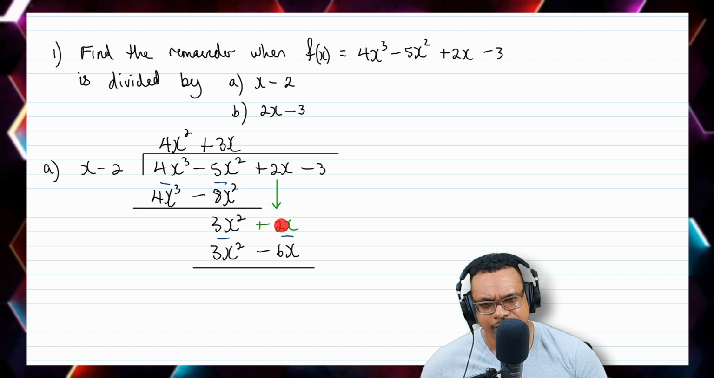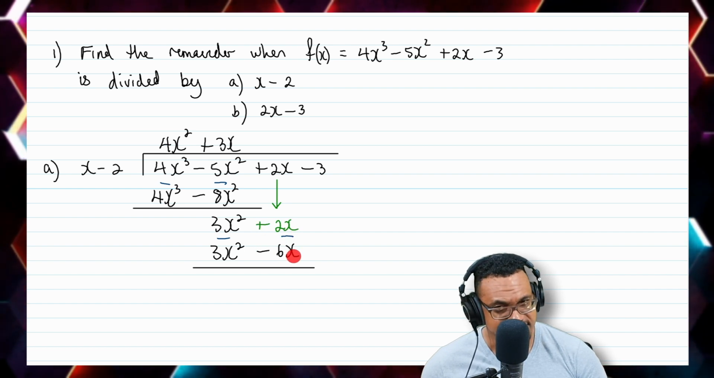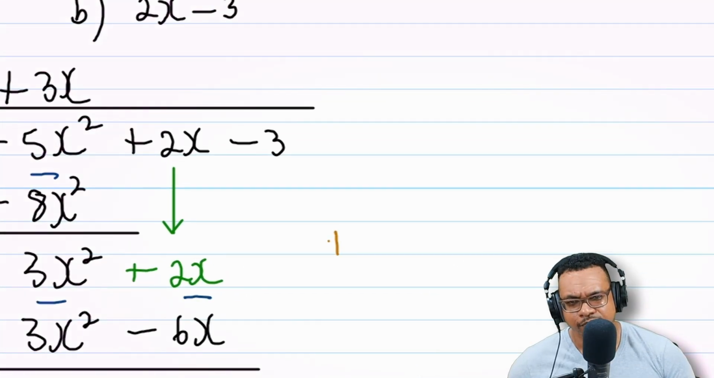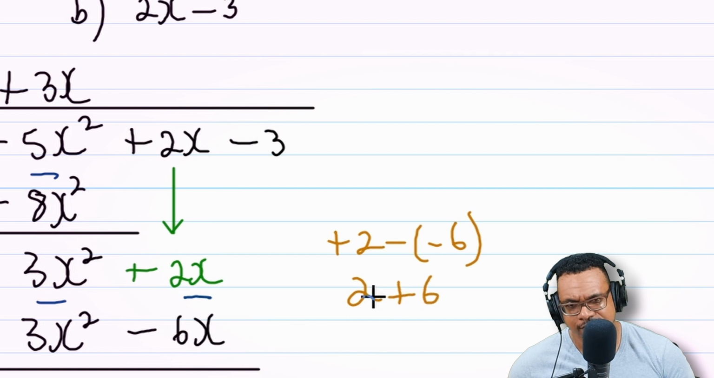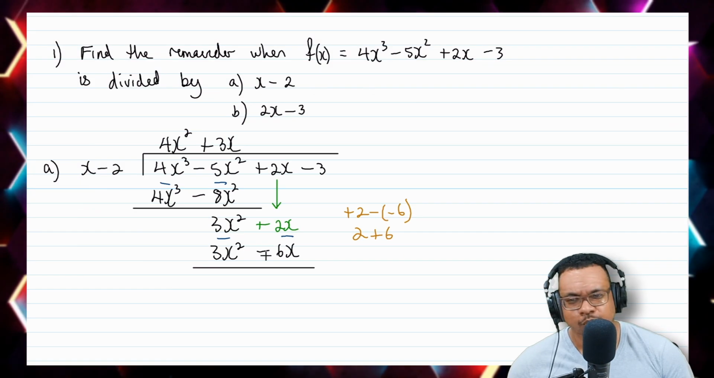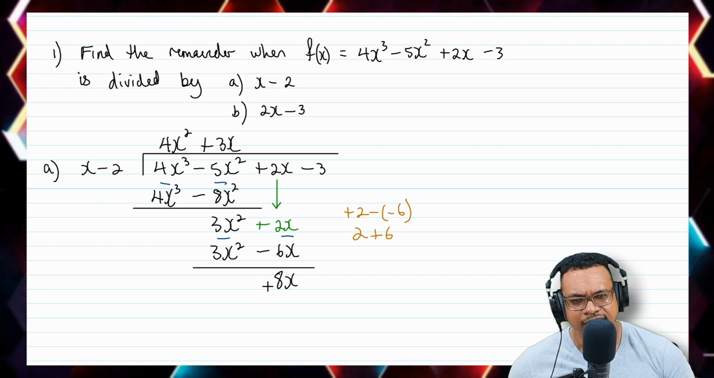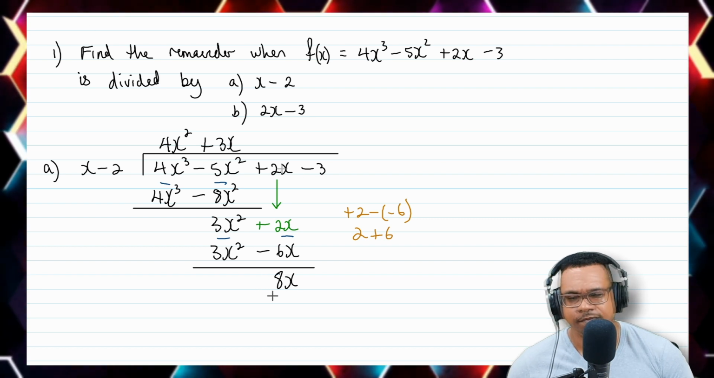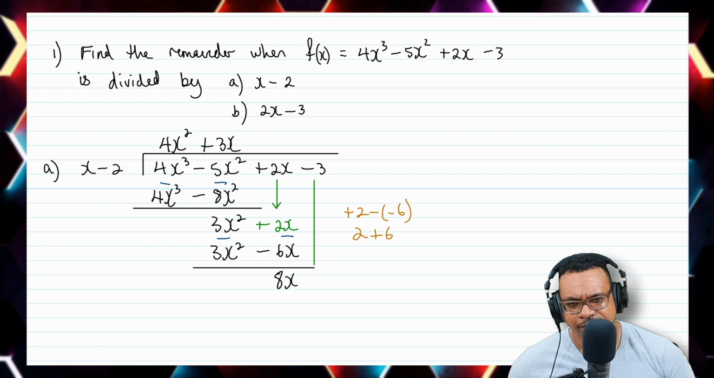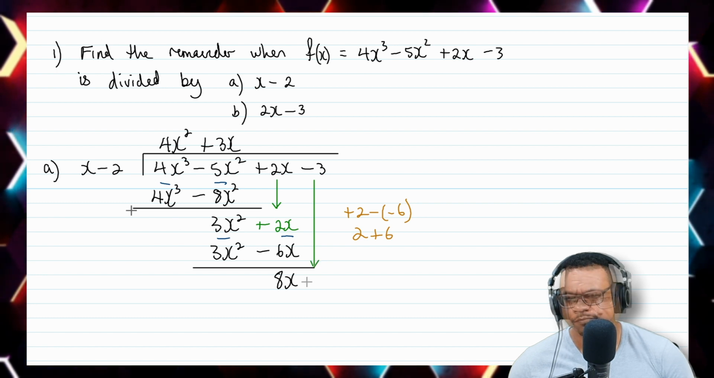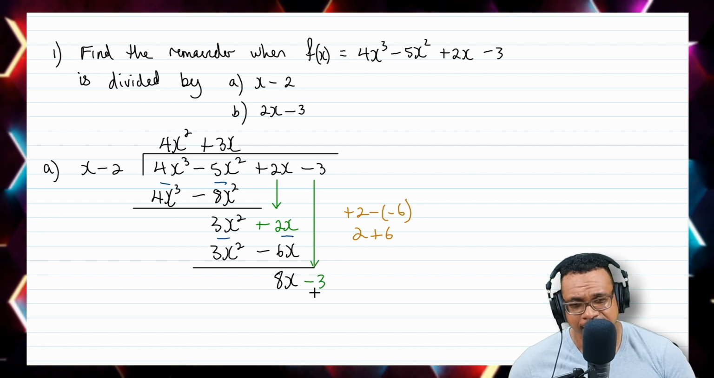And now we have positive 2x take away negative 6x. So if we look at that, positive 2 take away negative 6. These two negative signs will get a positive sign, so 2 plus 6. So 2 plus 6 is 8. So what we're going to get here is positive 8x. So I can just write 8x. The sign in front is understood to be positive. And now we bring down the negative 3. So I'm going to write negative 3 here.